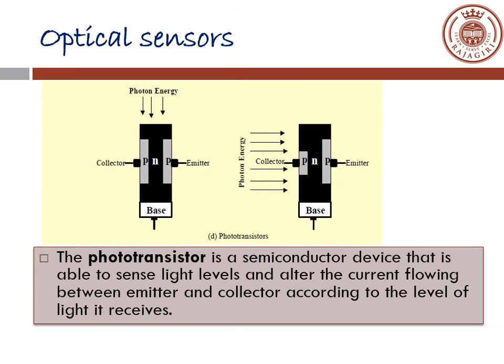Coming to the next kind of optical sensor, the phototransistor. This phototransistor is a semiconductor device that is able to sense light levels. Based on the level of light incident on the phototransistor, it will alter the current flow between the emitter and collector, which is proportional to the level of light it receives.